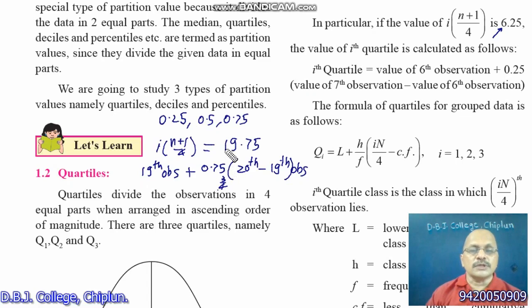Ungrouped frequency distribution. Now for the grouped frequency distribution, the formula is similar to your median. The ith quartile is given by Qi is equal to L plus h by f into (i times n by 4 minus Cf), i equal to 1, 2 or 3. Now like median, first of all find the quartile class. Then for that quartile class there will be L, H, f and Cf separately. You will understand this when we solve some problems.